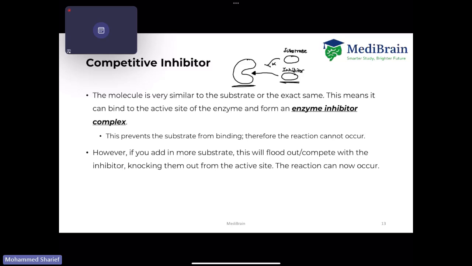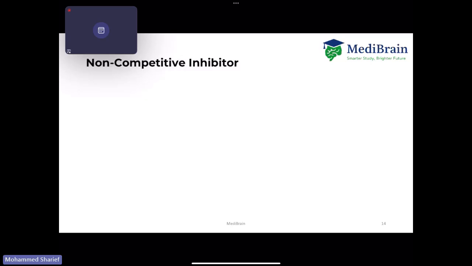Okay, and finally, a non-competitive inhibitor. Now, looking at the name non-competitive, this is not going to compete with the substrate. In fact, these are the ones which can be fatal. These bind the enzyme away from the active site. This is known as the allosteric site.